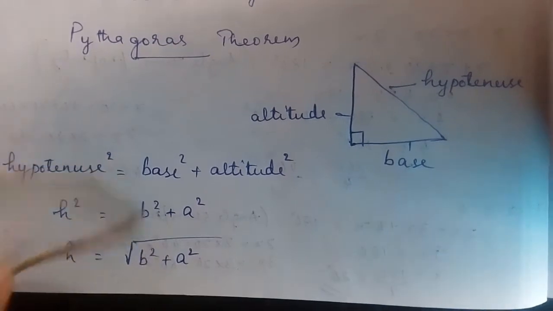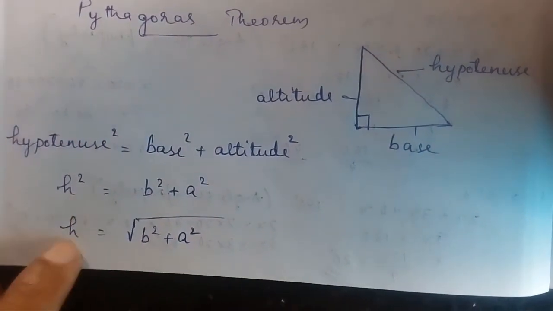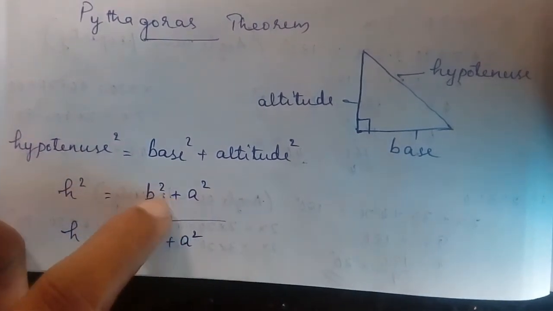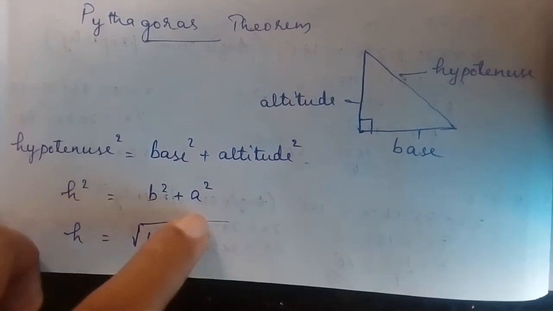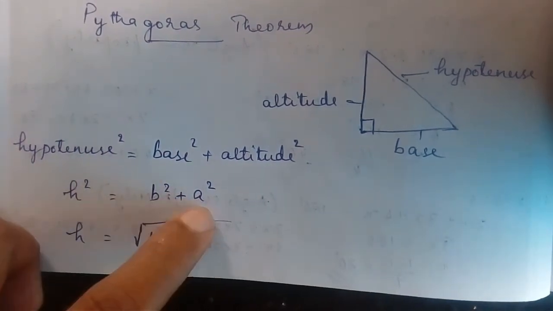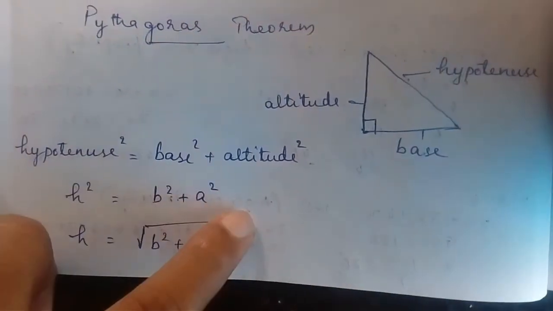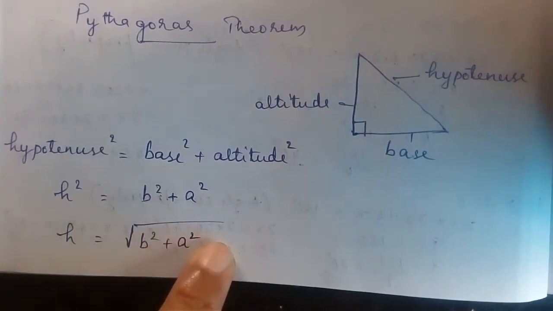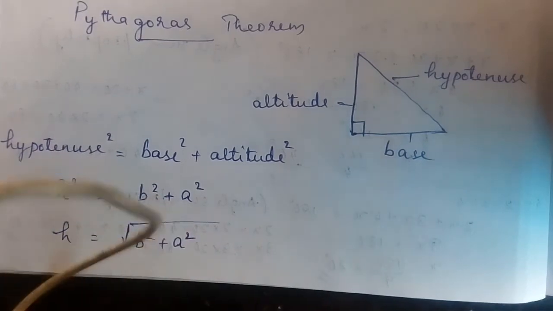That is, h square means h into h. When you take the square root of h square, the answer will be h. But here you can see the sum of the squares, so directly we cannot write b and a. We are taking the squares and their sum, so we have to keep this in the square root: square root of b square plus a square. When you are solving problems, we can see how we solve these cases.